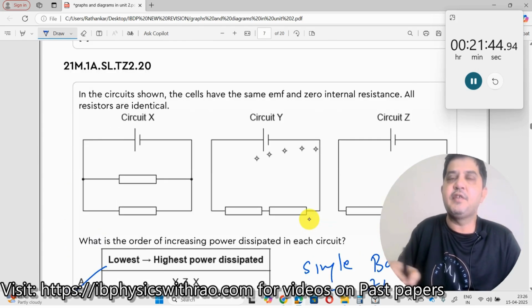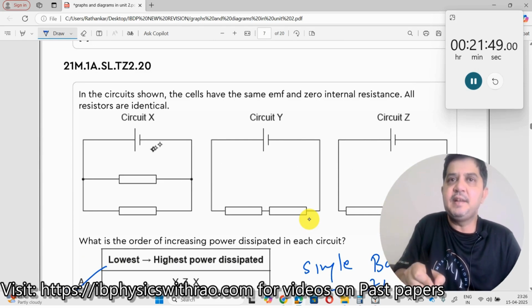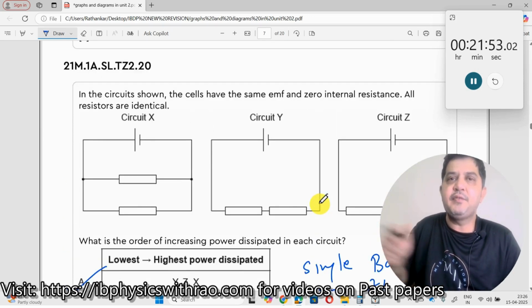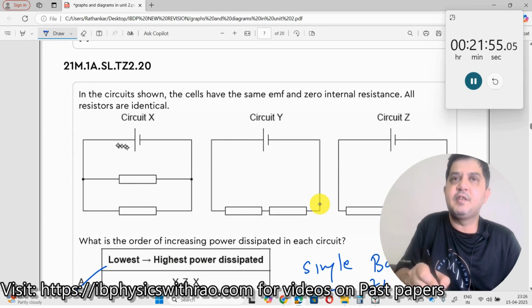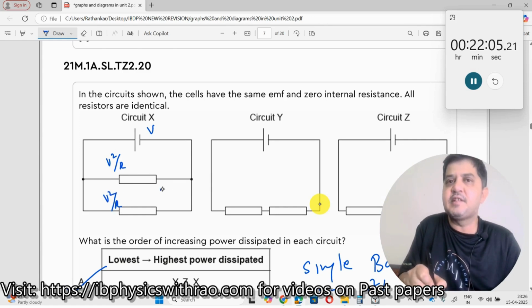So you need to find out the power dissipation. Each of them has the same resistance, and they have the same voltage also, right? So if they have the same voltage, I want to find the power dissipation here. This is V here. What is the power dissipation across this? This should be V square by R. There is one more here, so V square by R. So what is the total power dissipation? 2V square by R.